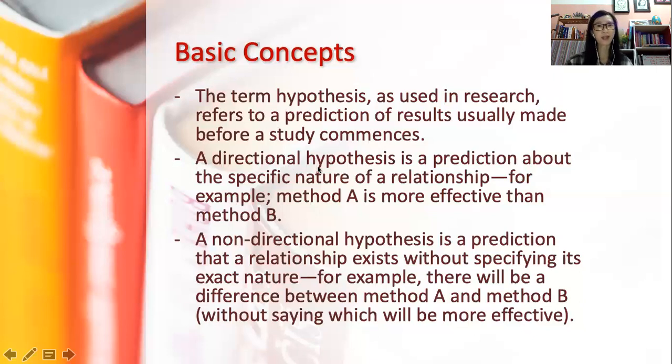When we formulate a directional hypothesis, we predict the specific nature of a relationship. It's directed already. The other one is what we call a non-directional hypothesis. When we formulate this hypothesis, we make a prediction that some sort of relationship exists, but we do not specify the exact nature yet. Okay, it's a little bit confusing, isn't it?